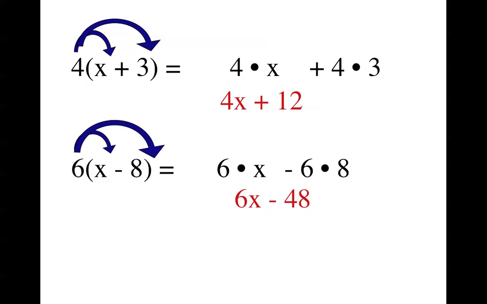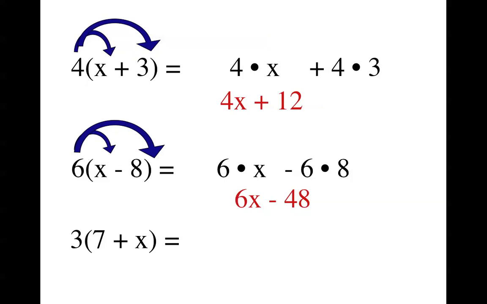And it's that simple. The biggest mistake that people make is that they do not multiply the 6 by the second term. So please make sure to watch out for that one. Many times people will just forget the second term, but because the 6 is touching the parentheses, everything inside the parentheses has to be multiplied. Can you do this one?